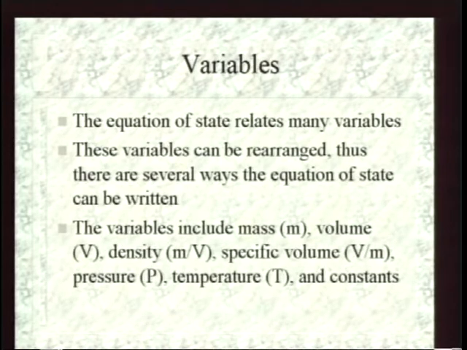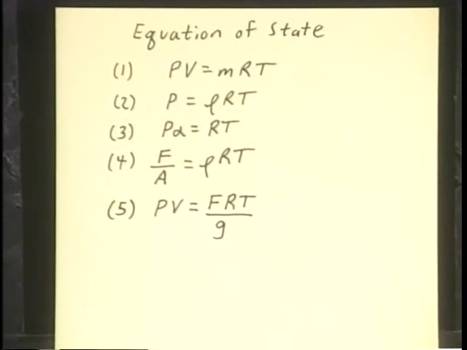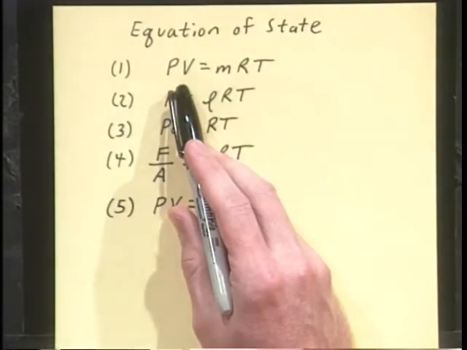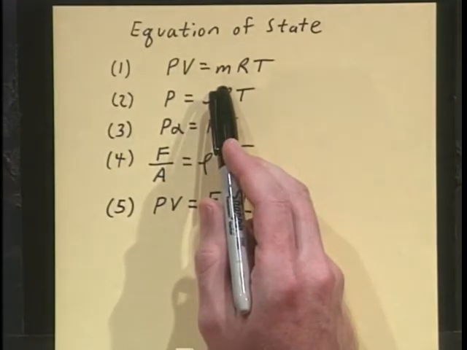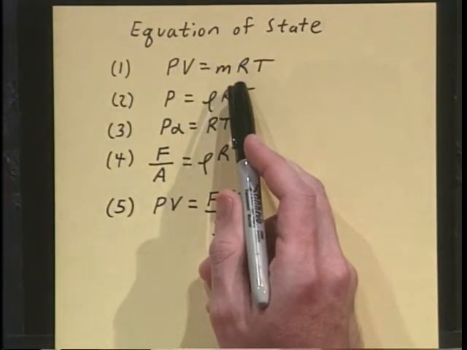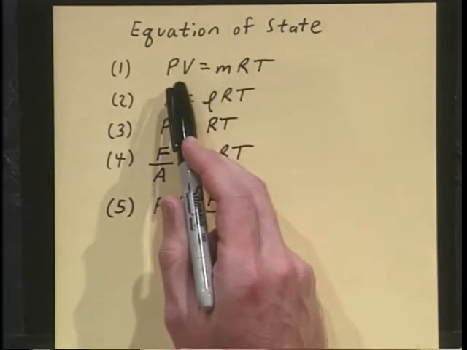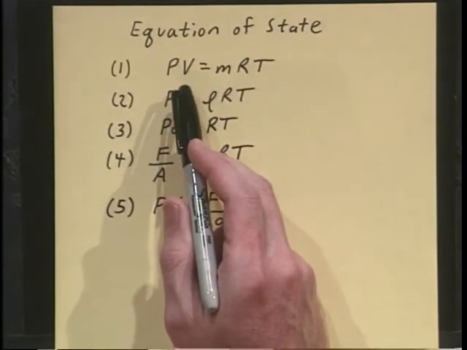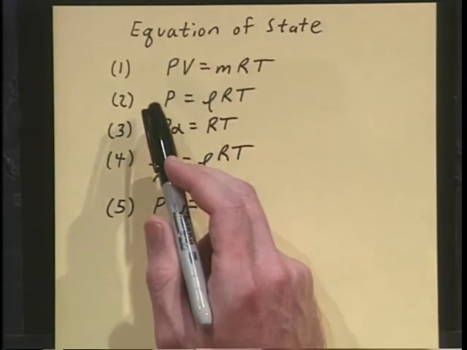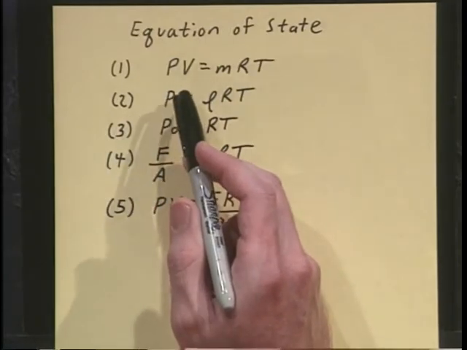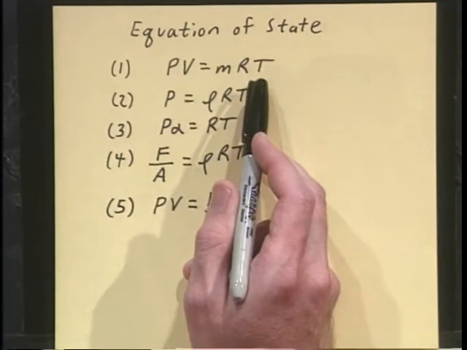On the overhead, we'll take a look at the equation of state and several different ways that this equation can be written. One of the more common ways is the first way here, where the pressure times the volume is equal to mass times the gas constant times temperature. When there's two terms next to each other there, it's understood that they're multiplied by each other. If there's a divide sign, then it means that there's division. In this case, it's all multiplication.